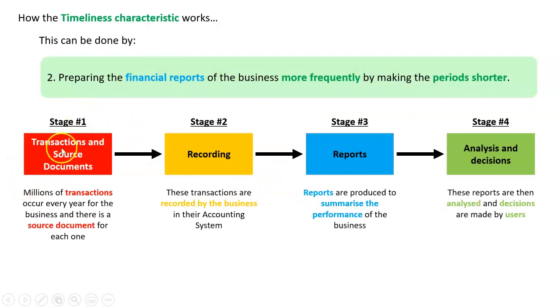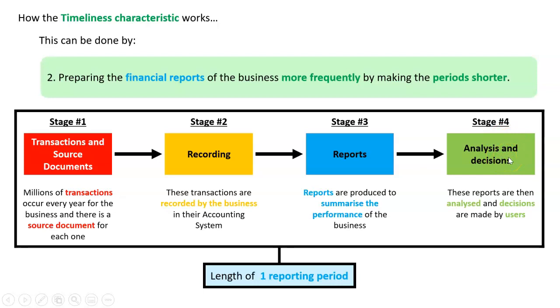Look, there's 4 stages. Transactions occur. We record them, do our reports, analyze the reports and make decisions. When you think about it, that's basically the length of one reporting period. When we did the period assumption in the accounting assumptions topic, we said a period can be 1 month, it can be 1 year, it can't be longer than a year, but they're the minimum and the maximum. So however long your period is, that's how long it's taking you to do all these things.